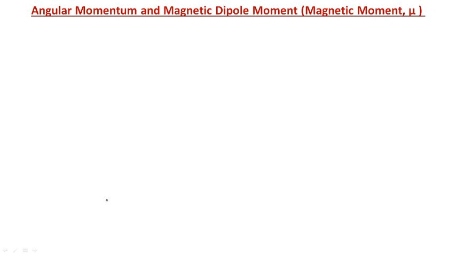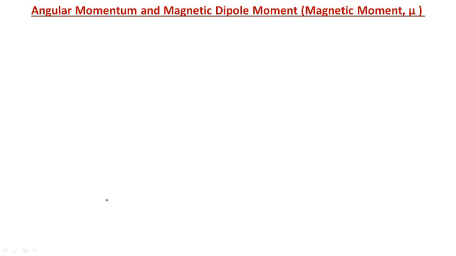Today in this lecture, we are going to learn about two very important terms. One is angular momentum and the other one is magnetic dipole moment. Magnetic dipole moment is sometimes known as magnetic moment and it is represented by mu. We will discuss these two terms in two different cases. One is electron and the second one is nucleus.